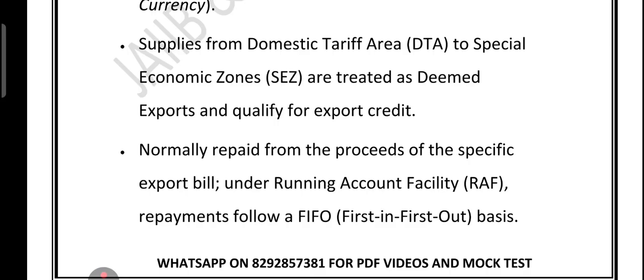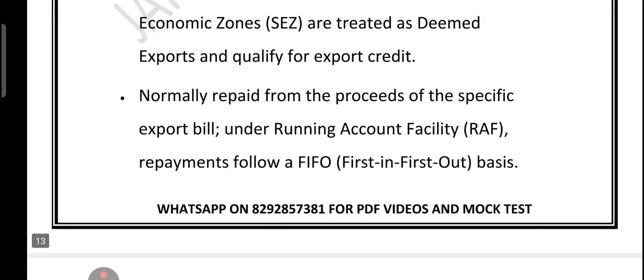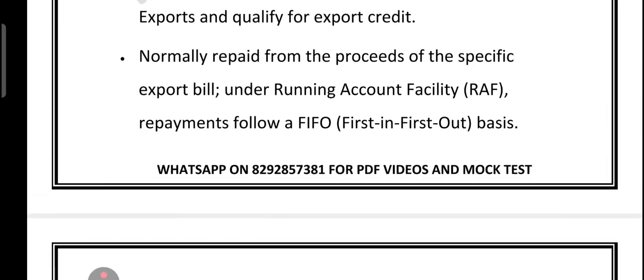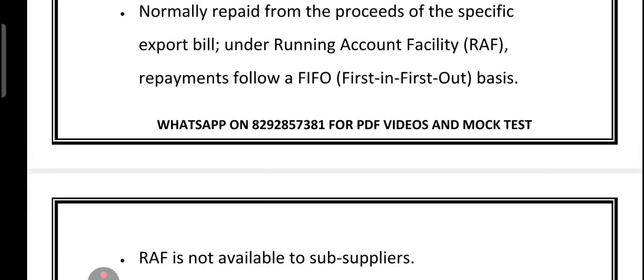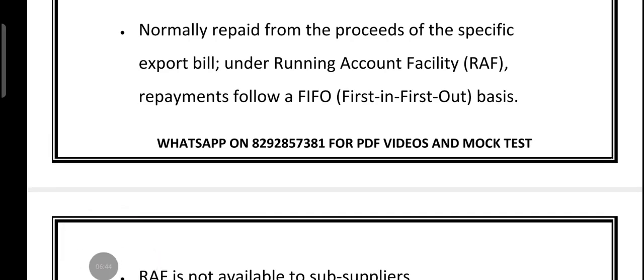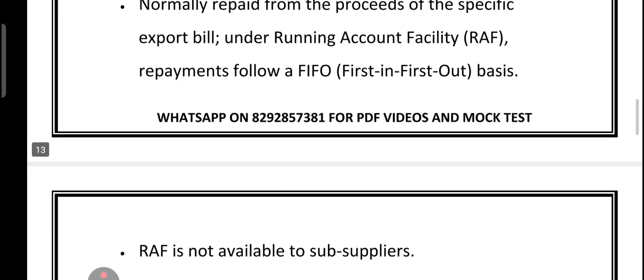Normally, the exporter repays this loan from the payment they receive for that export order. But there is also something called RAF. RAF stands for running account facility. Here repayments are done on a first in first out basis. However, RAF is not applicable to a sub-supplier.